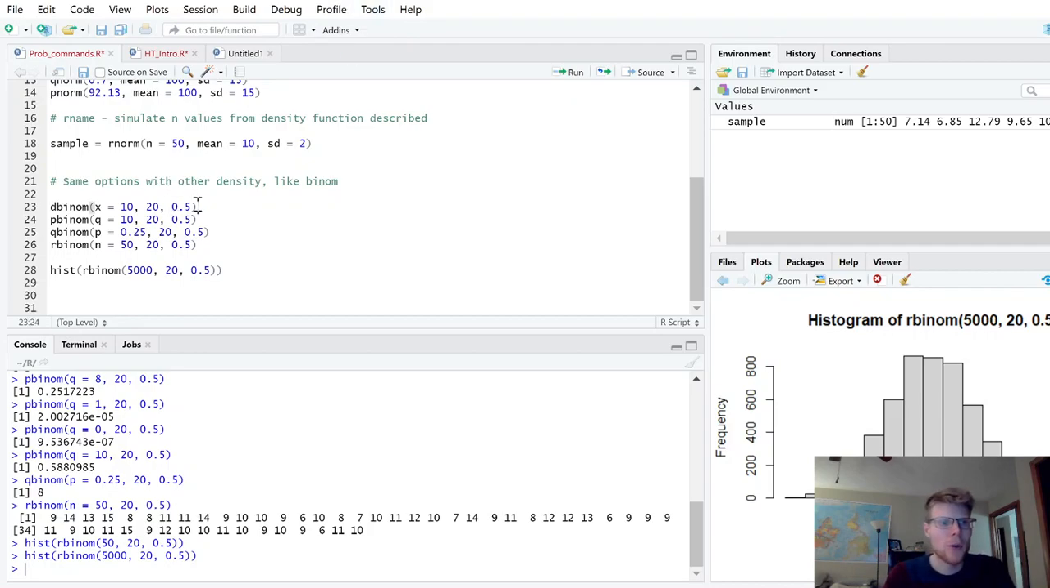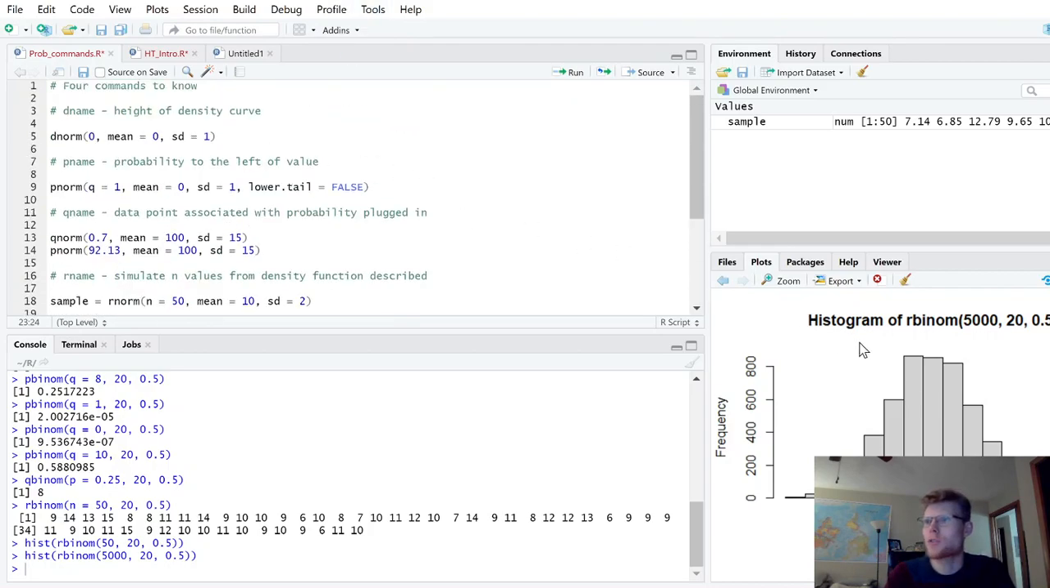All right, so hopefully that's helpful. It was just a short introduction to those, but we'll be using these commands a lot throughout the course.